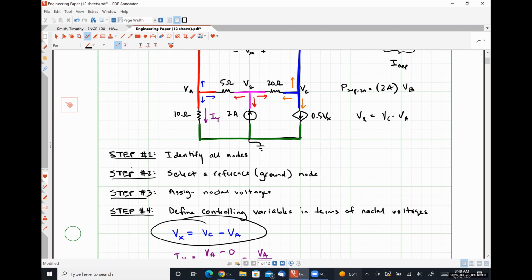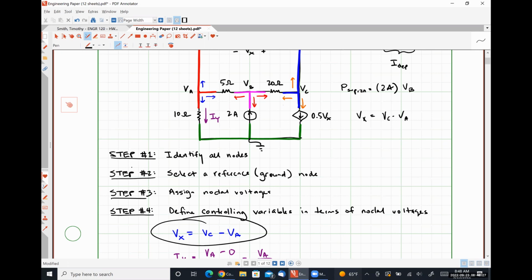So one of the things that I see students make the most mistakes about is they forget to do step number 4. You will jump into writing your KCL equations because that's the meat and potatoes of your nodal analysis procedure. And then you'll find out that you don't have quite enough equations to actually solve for things.